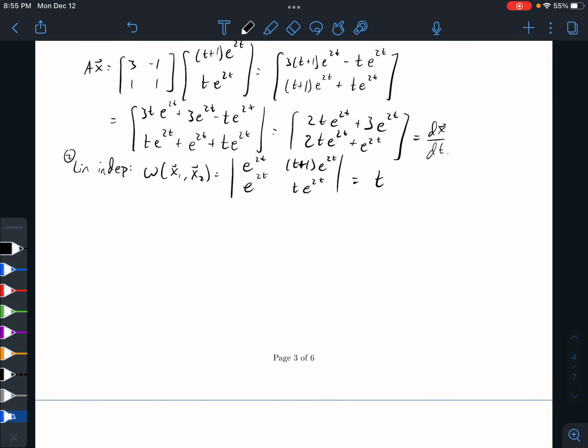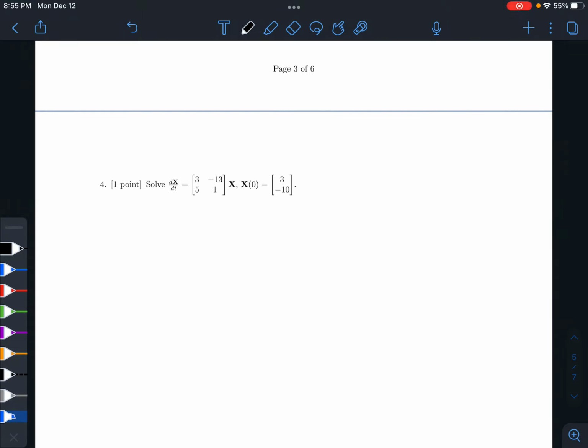So this is t times e^(2t) times e^(2t). That becomes e^(4t), minus (t + 1)e^(4t). That simplifies down to t - (t + 1) e^(4t), which is just equal to e^(4t). e^(4t) is never equal to 0, so this Wronskian is non-zero, so they are linearly independent.